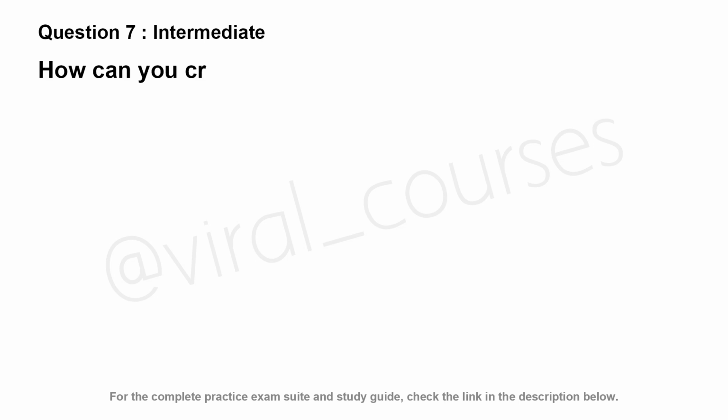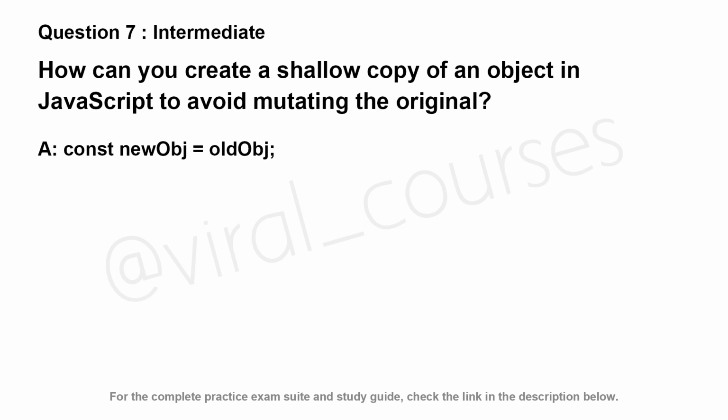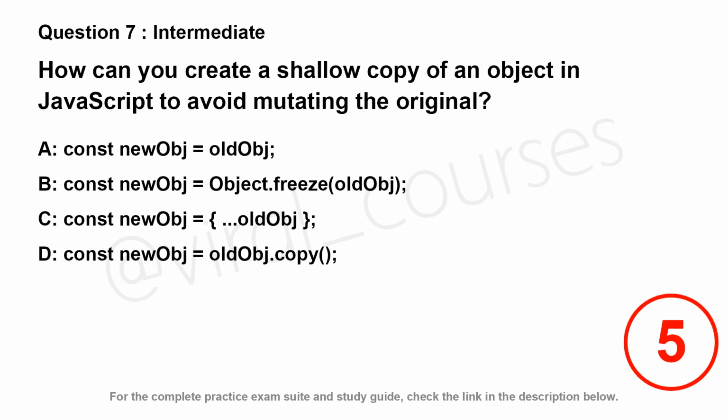How can you create a shallow copy of an object in JavaScript to avoid mutating the original? Option A. const newObj = oldObj. Option B. const newObj = Object.freeze(oldObj). Option C. const newObj = {...oldObj}. Option D. const newObj = oldObj.copy().